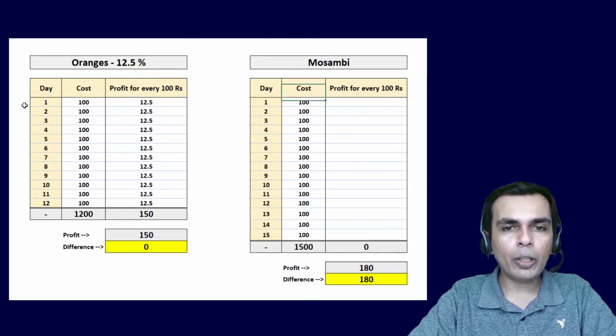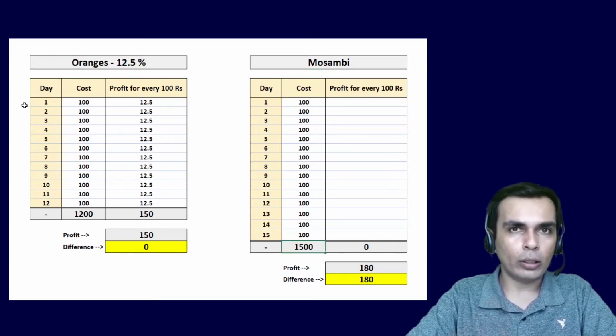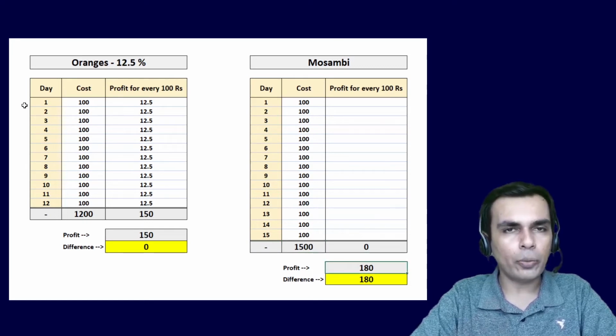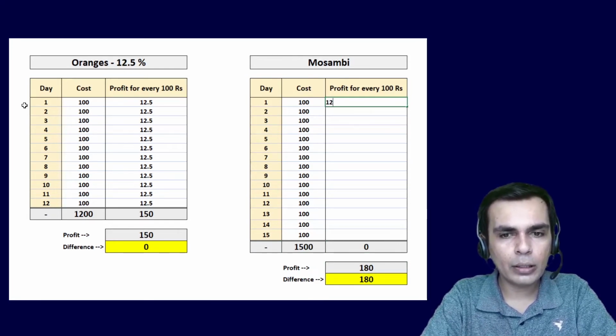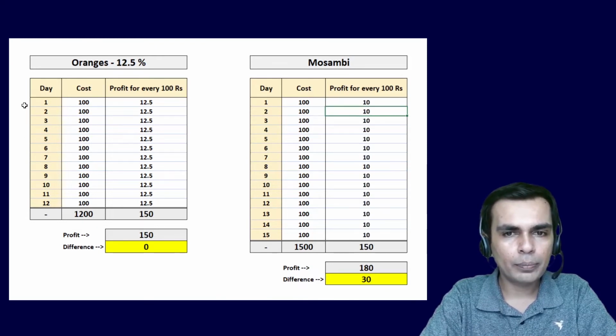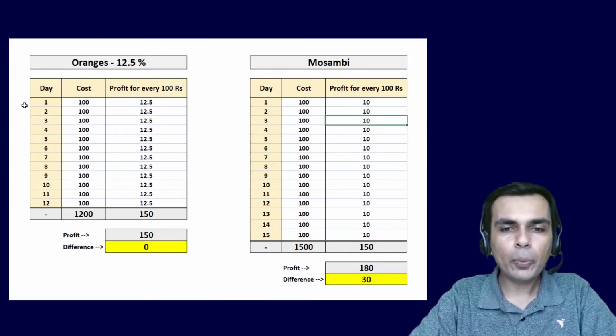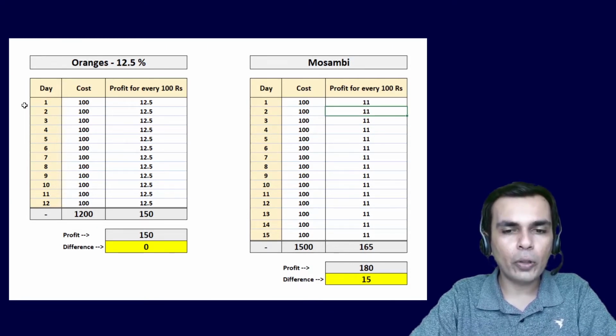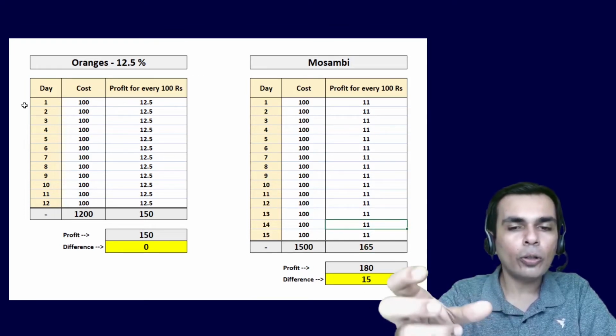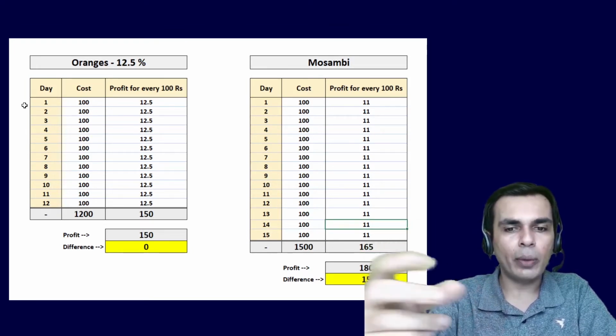Now let's come to the Mosambi. I know that it's 1500 rupees of the cost that the fruit seller bears, and he gets 180 rupees as profit on top of it. So let's say on every 100 he makes 10 rupees. It'll be 150. 30 rupees still short. So let me make it 11. 165, 15 rupees still short. We need to reach 180. 1500 is 15 times 100, so 11 also will be 15 times, which will be 165.